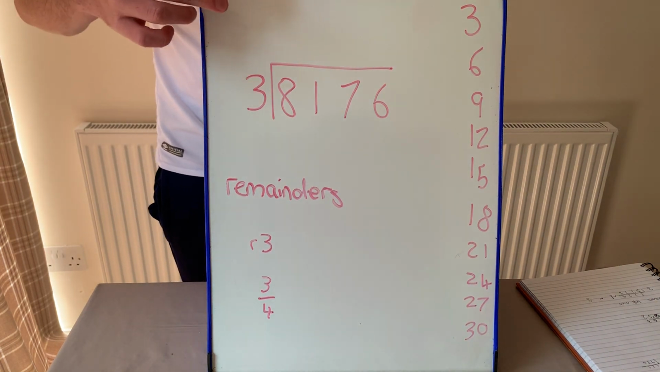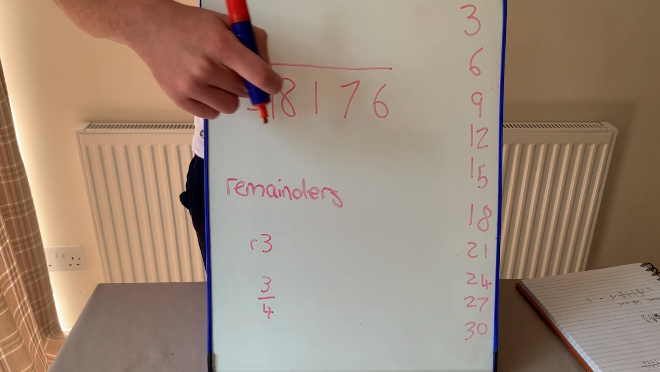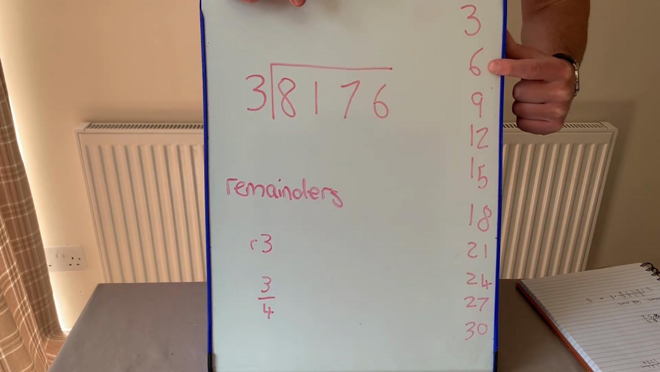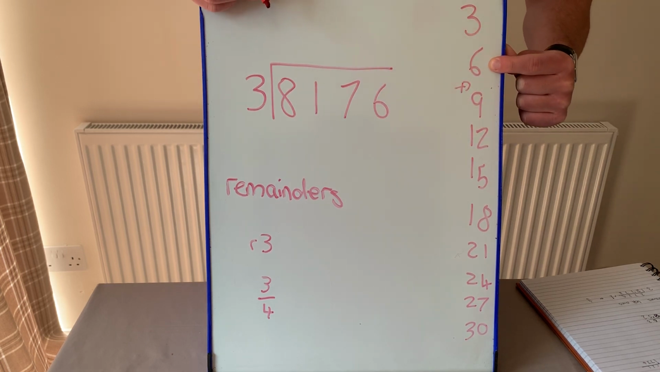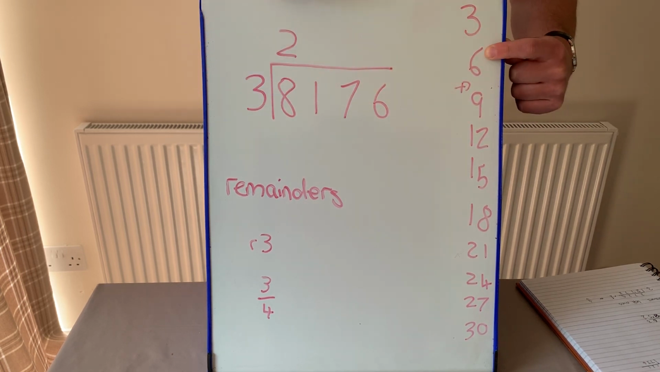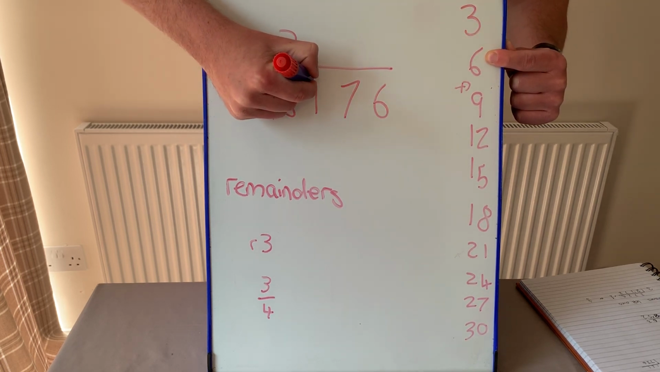Okie dokie. So first thing I do is look at my thousands column. I'm going to see how many 3s I can get into 8. So it's bigger than 6. It's not quite big enough for 9. So my arrow is going to go there. I've got 2 complete 3s. If I've got 8 sweets and I'm giving away 6, I'm going to have 2 to move on to the next column.